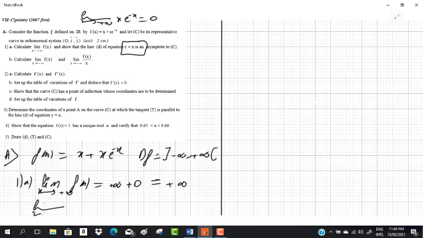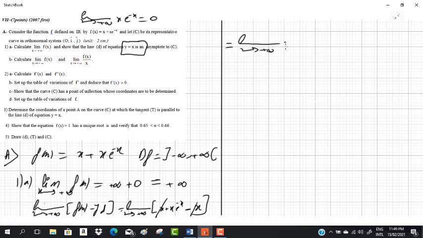So I have to calculate the limit as x tends to plus infinity of f of x minus y_D, which equals the limit of x plus x e minus x minus x, which is x plus x e minus x minus x is 0. The limit as x tends to plus infinity of x e minus x, as we said before, is 0. It's a rule, you can use it directly. So the line D is an oblique asymptote to C at plus infinity.